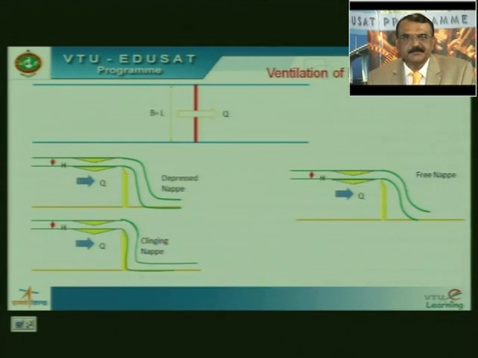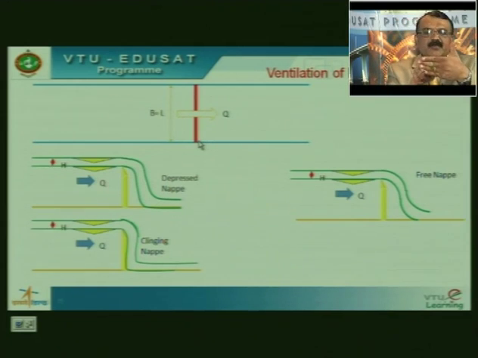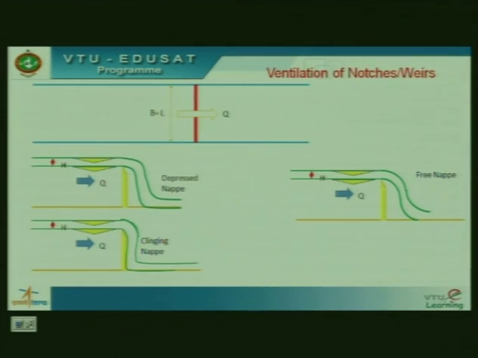So, go back to this. I said this is one wall, this is another wall. There are two ways of avoiding this clinging nappe. One is, if you provide a vertical wall, in this vertical wall, at regular intervals, if you provide holes, the trapped air will automatically escape into the atmosphere. That is one way of avoiding the clinging nappe.